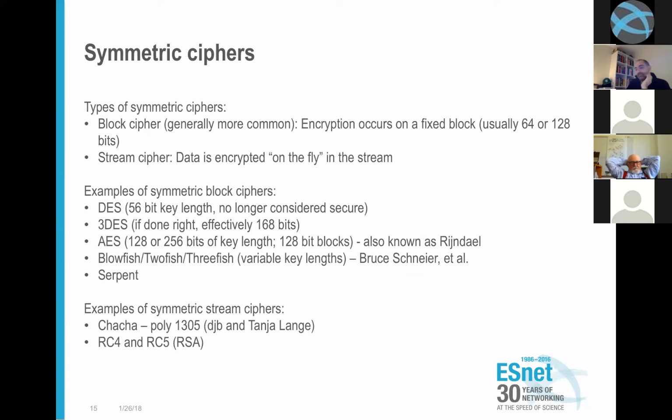So symmetric ciphers sort of fall into two major types. The most common one is the block cipher. It takes a fixed block of data, usually 128 bits or sometimes 64 bits, usually not more than 128 bits, and it encrypts each block at a time. There's also stream ciphers. The stream cipher effectively encrypts data on the fly. So as the data is being fed in, it actually gets encrypted in a stream. The common stream ciphers are RC4 and RC5.